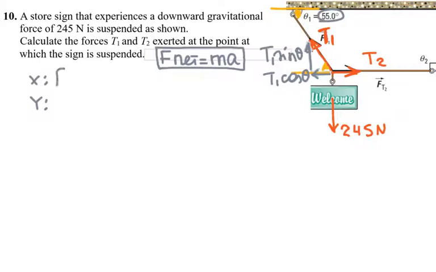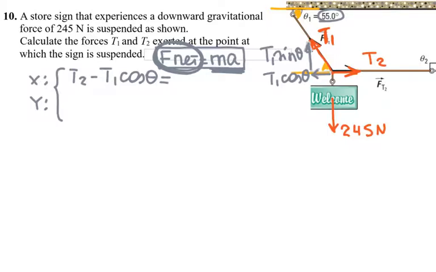So for x-axis, I'm going to choose the direction to the right to be positive, direction to the left to be negative. On x-axis, I have T2 in the positive direction, so T2 is positive, so I'm looking at the net force first, and then ma on the other side. So I have T2 to the right, but T1 cosine theta to the left. So that one is negative because it's to the left. It's up to you which direction you're going to choose, positive or negative. And because there is no acceleration, I could write mass times acceleration.